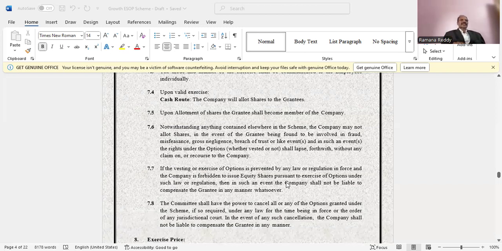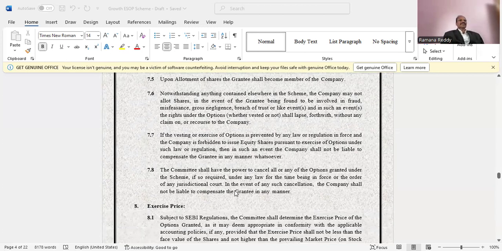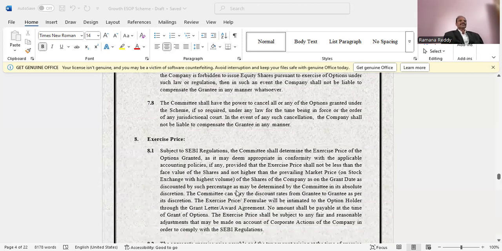If the vesting or exercise of options is preempted by any law or regulations in force, suppose the court made any attachment, the company is not liable for that. The committee shall have the power to cancel all or any of the options granted under the scheme, if so required under any law for the time being in force, or by the order of any jurisdictional court. In the event of any such cancellation, the company shall not be liable because of the court directions.